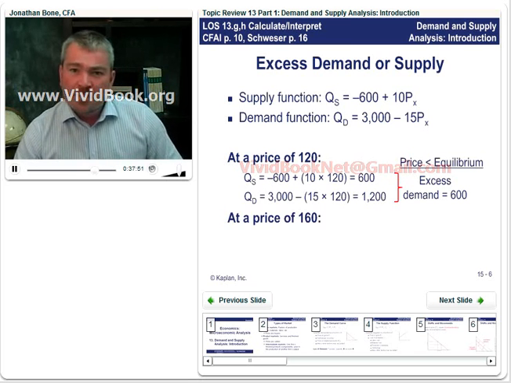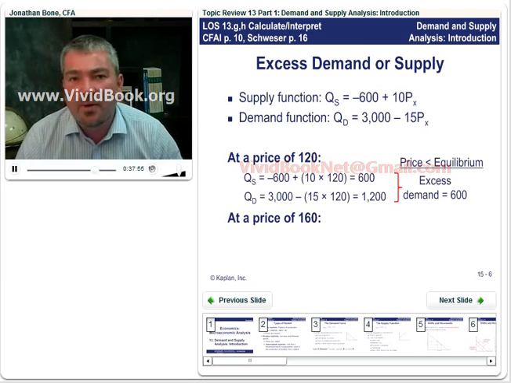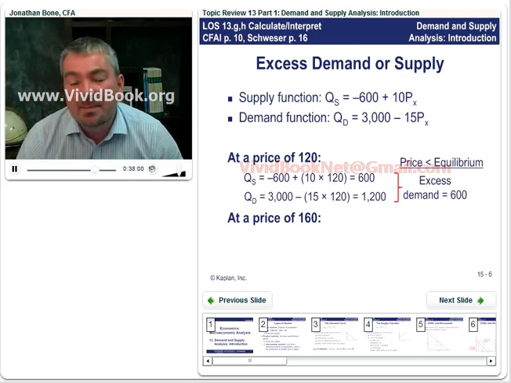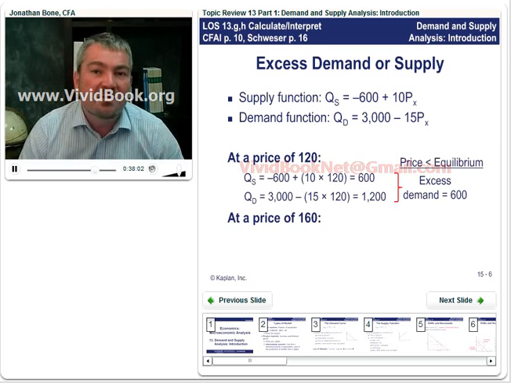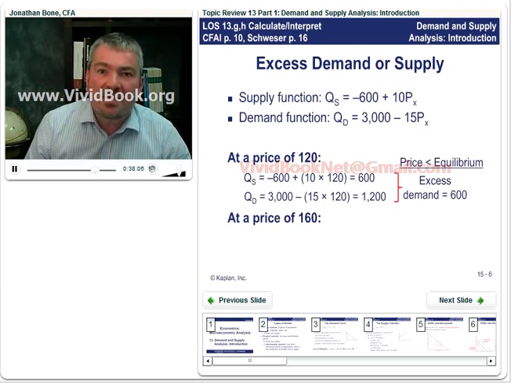Next scenario, the price is 160. Notice this time the price is above our equilibrium point. And of course what we've said all along is this should mean that supply exceeds demand, and that should force prices back to the equilibrium. So I'm going to bet that essentially at the price of 160, supply outstrips demand.